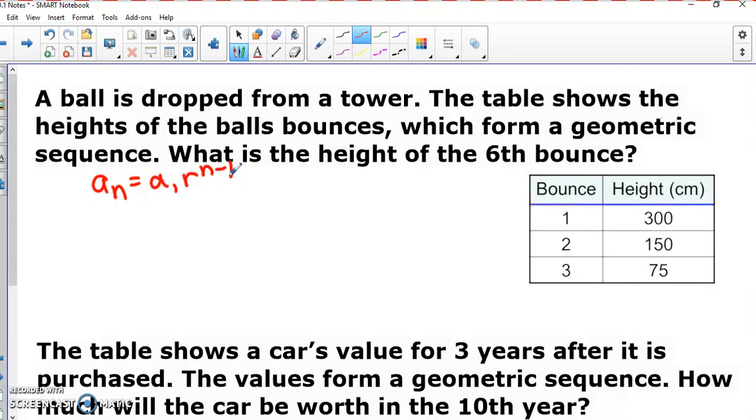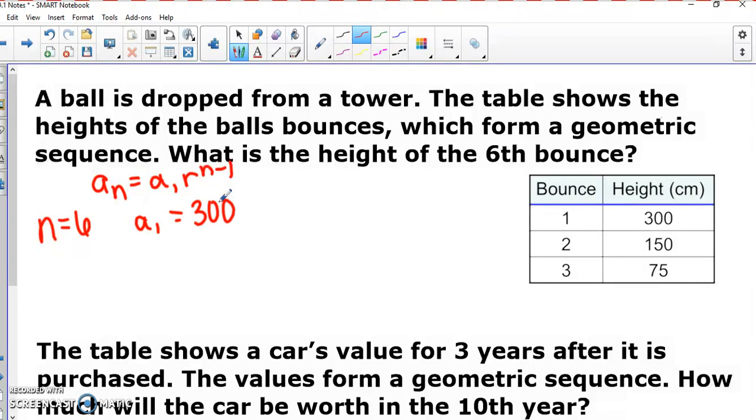And you will not need to memorize this formula for the quiz or test. I will give this to you, you just need to know how to use it and what to plug in where. So anyway, now we're ready to identify our values. We want to know the sixth bounce, so n equals 6. The first term in our pattern is 300.